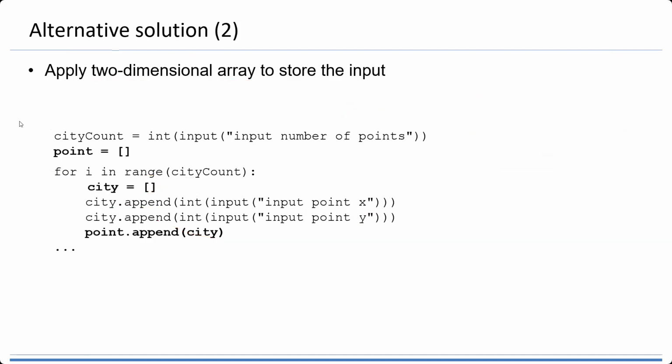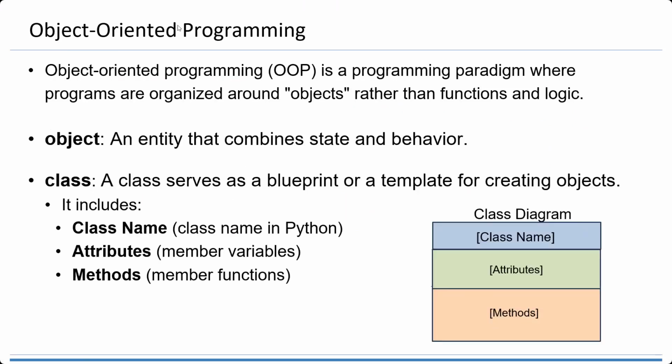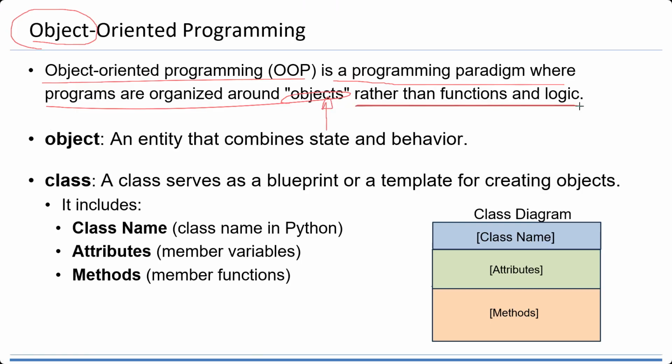Now, we are going to learn about object-oriented. So how if we do the solution with object-oriented? OOP, object-oriented programming, is a programming paradigm where programs are organized around objects. Okay, we call it object-oriented. So we will check what is the object rather than functions and logic.